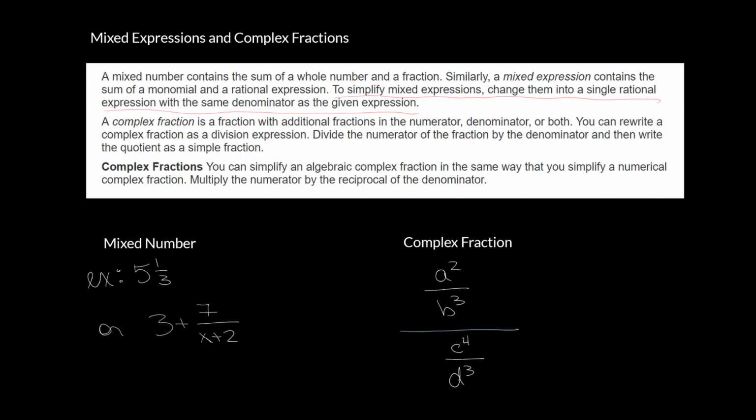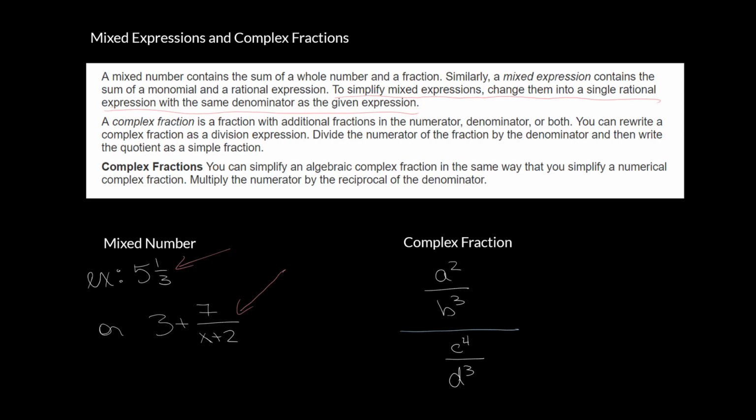In this section, we're talking about mixed expressions and complex fractions. A mixed number contains the sum of a whole number and a fraction. So you know from earlier classes that 5 1/3 is an example of a mixed number, but also a mixed number can contain the sum of a monomial and a rational expression like this. So both of those things, 5 1/3 or 3 plus 7 over x plus 2, are considered mixed numbers.